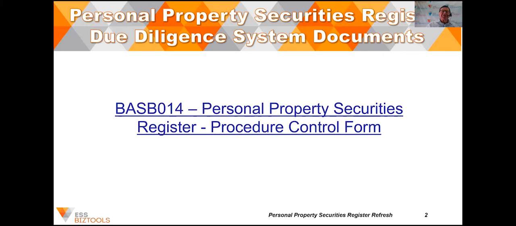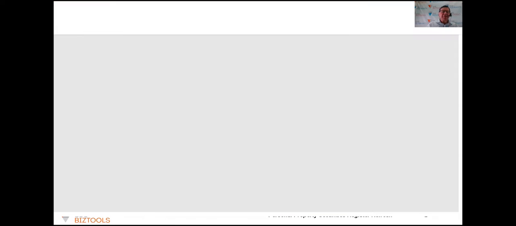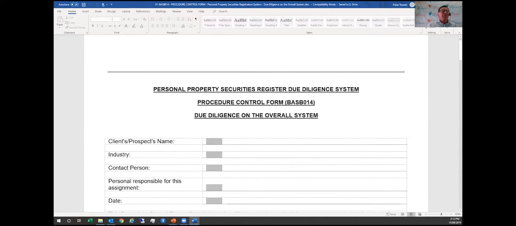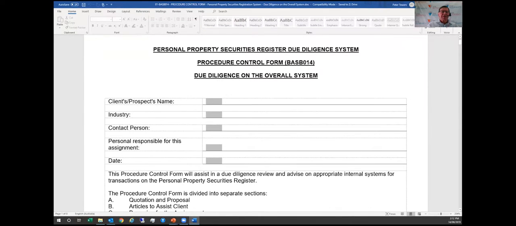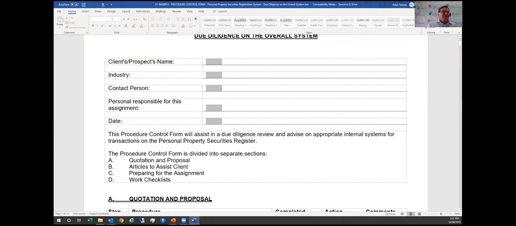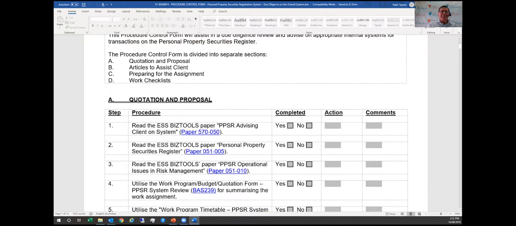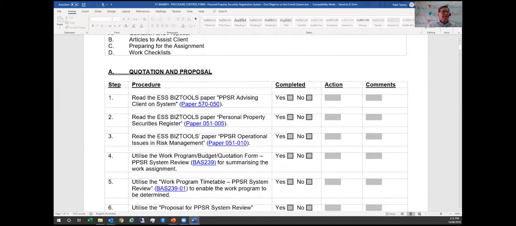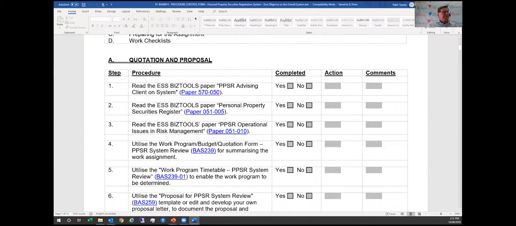The Personal Property Securities Register Procedure Control Form that we have prepared will assist you to implement a strategy for your clients to take them through this process. The procedure control form is on your screen now, and we will just go through various aspects of it.